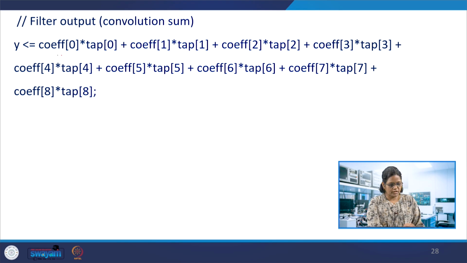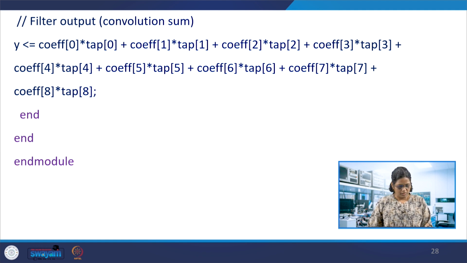The filter output is coefficient 0 into tap 0, coefficient 1 into tap 1, and so on. So the assigned coefficient is multiplied with tap 0, which is the input, then the shifted input, shifted input, and here tap 3 is shifted. So these shifts and coefficient multiplications are done here, and then assigned to the output y, end module. So this is generating the y.